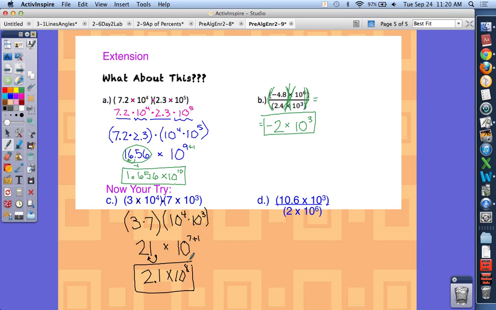And then the division problem, again, you can split it apart. It's actually going to work out to be the same thing if you divide these two and if you divide these two. So what's 10.6 divided by 2? Or 10 6/10 divided by 2 is 5 3/10 times 10 to the third divided by 10 to the sixth. Dividing the same base, you subtract the exponents. Check, is your answer in scientific notation? Yes, it is. So this is just a little extension for you. There's a few more problems you can try with this extension if you would like.